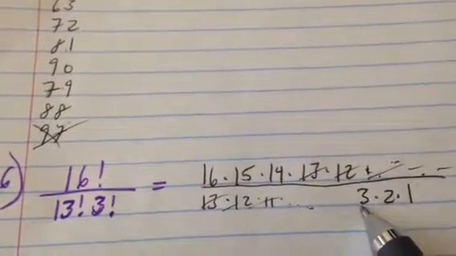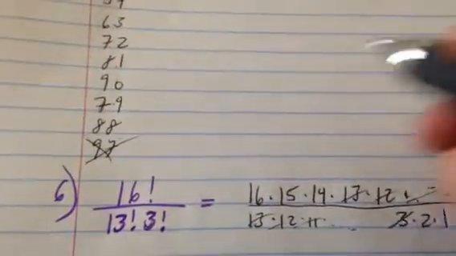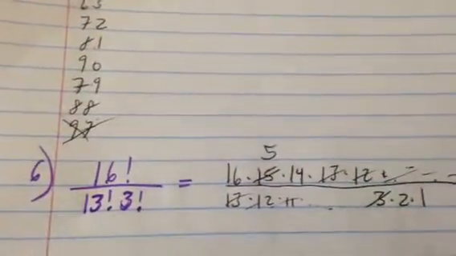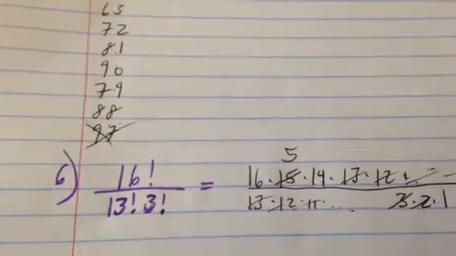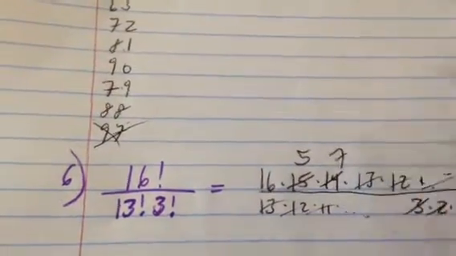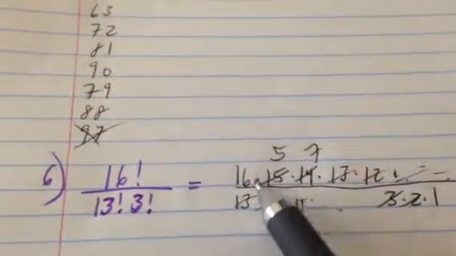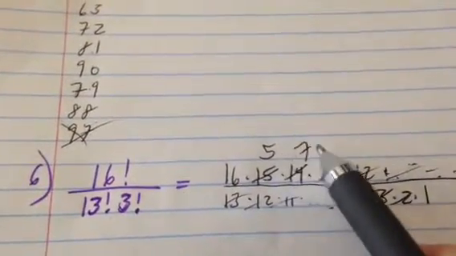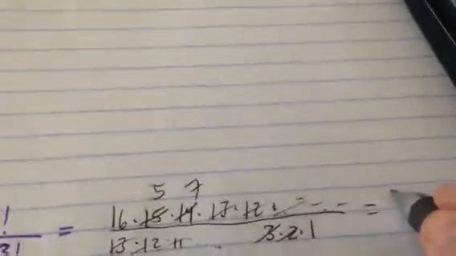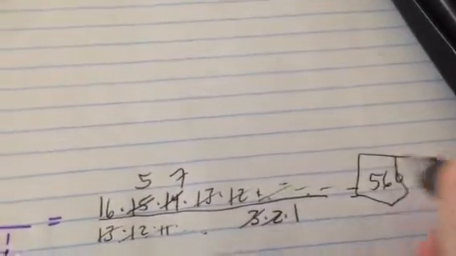The 3 on the bottom, I can take a 3 out of the 15 and make that a 5. I can make a 2 out of the 14 and make that a 7. Or you could have taken it out of the 16 and made it 8, doesn't matter. And so your only survivors are 16 times 5 times 7. So if I just take my calculator and do 16 times 5 times 7, I get 560, and that's their answer. So this whole thing ends up being 560.